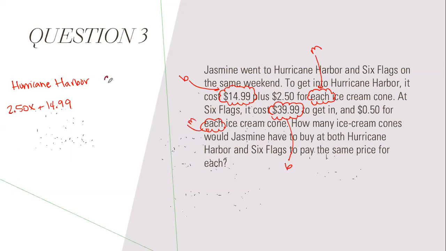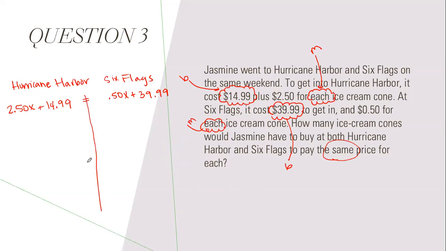All right, someone in person, can you tell me what the equation for Six Flags is? 0.50x plus 39.99. Perfect. All right, so there's my two equations. Now I can finish my reading. How many ice cream cones would Jasmine have to buy at both Hurricane Harbor and Six Flags to pay the same price for each? So I'm just trying to figure out when they're equal. So I need to solve for x, how many ice cream cones I have to buy.